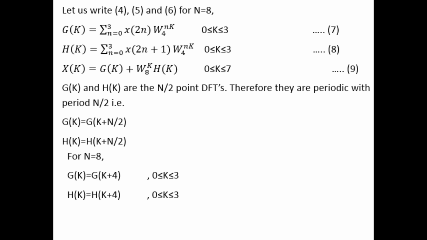G of k and h of k are the N by 2 point DFTs. Therefore, they are periodic with period N by 2. That is, g of k is equal to g of k plus N by 2. H of k is equal to h of k plus N by 2. For N is equal to 8, we get g of k is equal to g of k plus 4, where k varies between 0 to 3. H of k is equal to h of k plus 4, where k varies between 0 to 3.